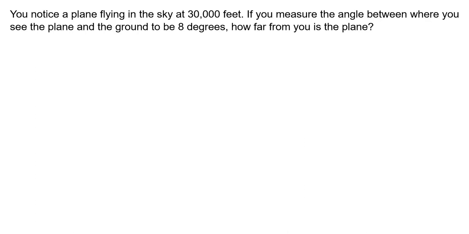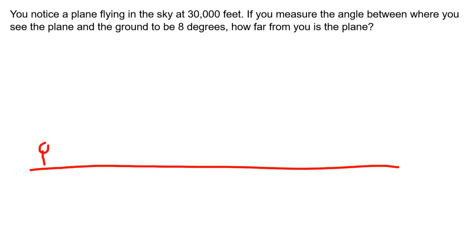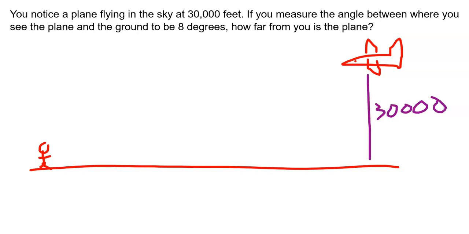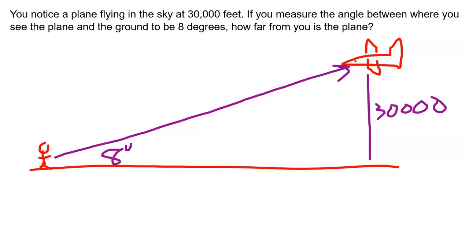So here we have an example of a person standing on the ground, you, and a plane flying here somewhere. And what we know is that the plane is 30,000 feet high. We know that you're looking at the plane, and the angle that your sight makes with the ground is 8 degrees. This is called an angle of elevation. And so now we want to know how far from you is the plane. We could also ask about the value along the ground to where the plane is, but in this particular one, we're going to ask for the hypotenuse.